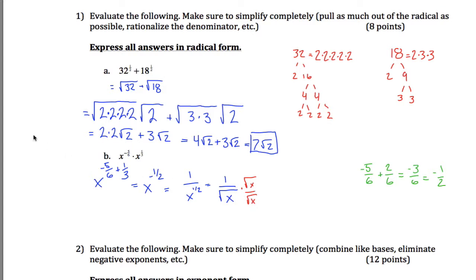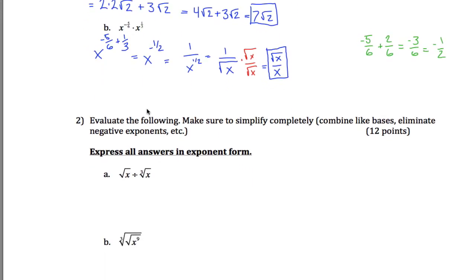This thing that I just multiplied by is just equal to 1. So we're not changing the value at all. But what we are doing is, square root of x times square root of x is just equal to x. So what we're left with is our final answer: root x over x. This is preferable to this because this doesn't have any exponent or any radicals in the denominator. So this right here is our final answer.